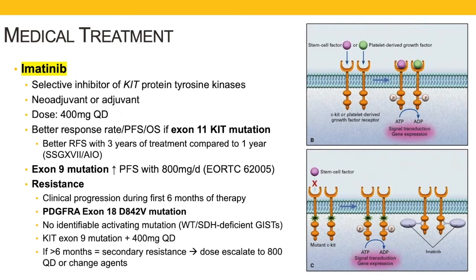The other important distinction is when you get your genotyping, if they do have an exon 9 mutation in the c-kit, these patients respond better to double the dose, so 400 twice daily instead of once daily.